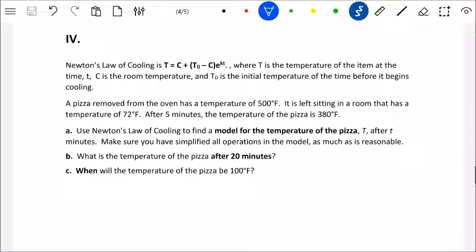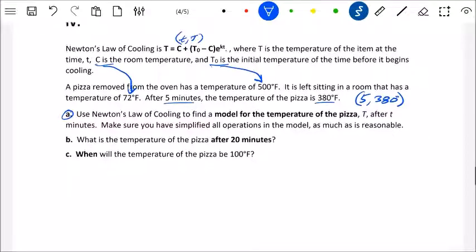Okay, welcome back. Using the same type of information from the last one, we have the time and the temperature at a certain time, C is the room temperature, and T0 is the initial temperature. So we have an initial temperature of 500. The room temperature is 72, and at the time of 5 minutes, the temperature is 380 degrees. That's enough information to help us make the formula.